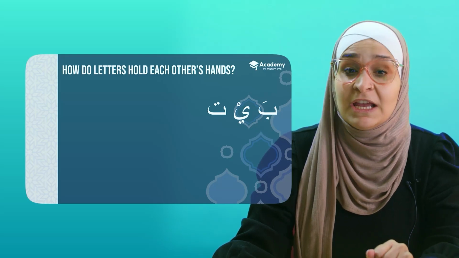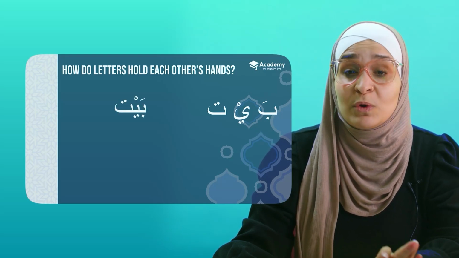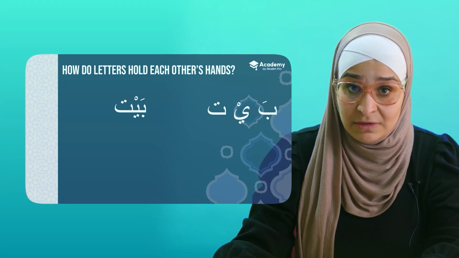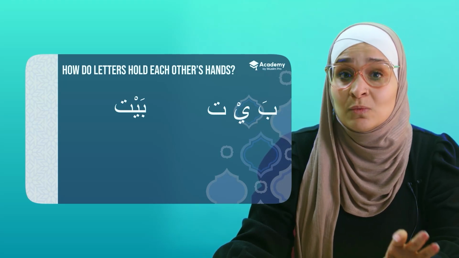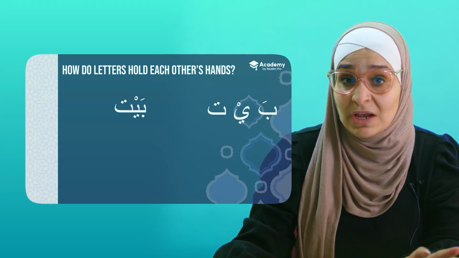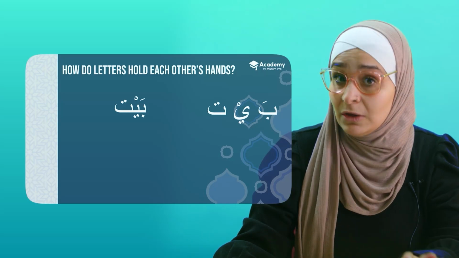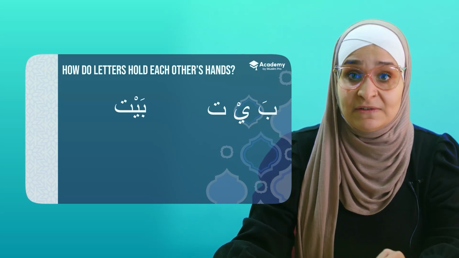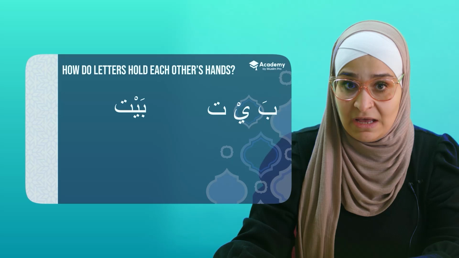So let's see. This is how the word looks like when we connect these three letters together. They are connected, so each one of them needed to change its shape a little bit, or maybe a lot, in order to be able to connect it to the letter before or the letter after.